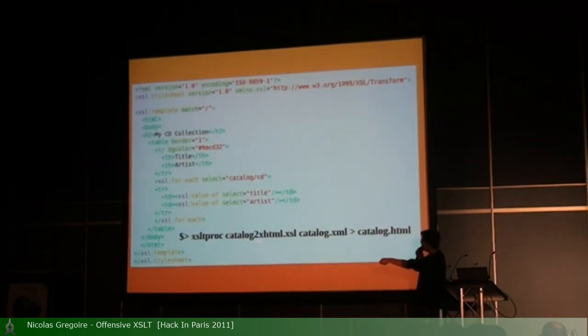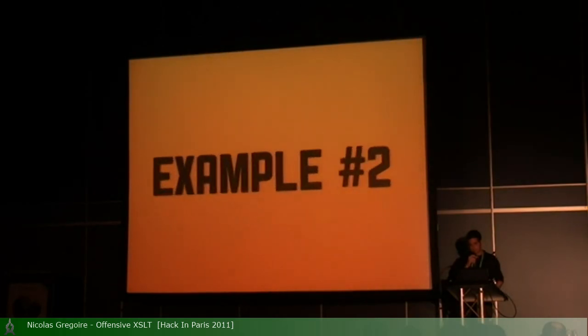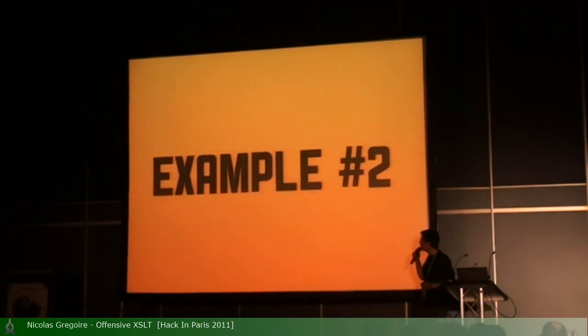Here, you have a command line working under libxslt, the XSLT engine from GNOME, where you have your catalog here, you have the style sheet here, this file, and you get your output. Very classic. Another example with a small tweak.